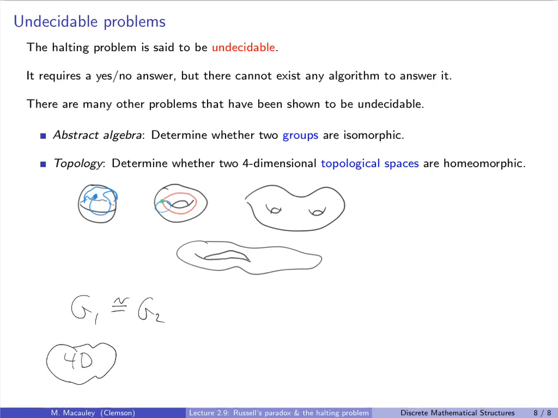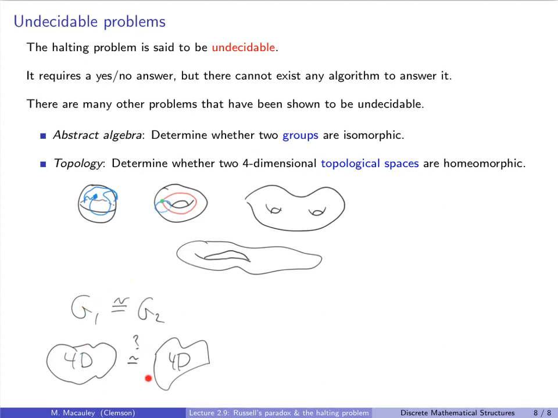So these are 4-dimensional surfaces. And if you could conclusively determine whether these two surfaces are homeomorphic, have the same structure, then that would answer the question as to whether these two groups have the same structure.